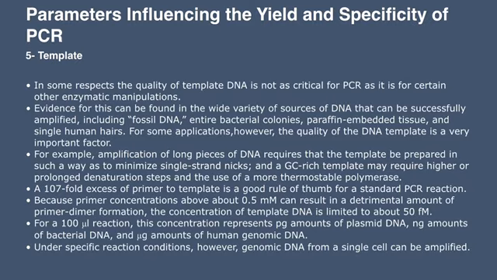For a 100 microliter reaction, this concentration represents picogram amounts of plasmid DNA, nanogram amounts of bacterial DNA, and microgram amounts of human genomic DNA. Under specific reaction conditions, however, genomic DNA from a single cell can be amplified.